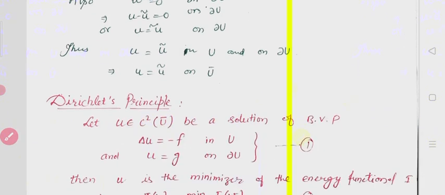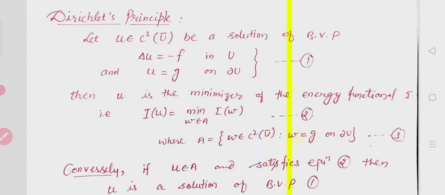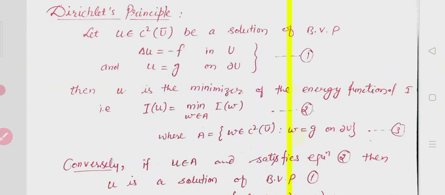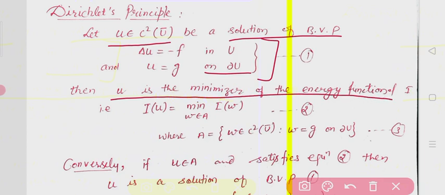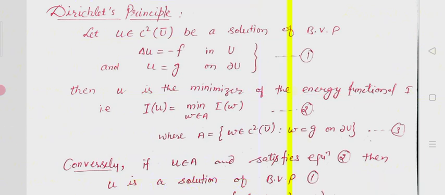So next we have the Dirichlet principle. What does it say? The Dirichlet principle says: let u belong to C square of U bar be any solution of the boundary value problem, and this is the boundary value problem: delta u equal to minus f in U and u equal to g on the boundary. If u is a solution of this boundary value problem, then u is the minimizer of the energy functional capital I. And what is the energy functional?